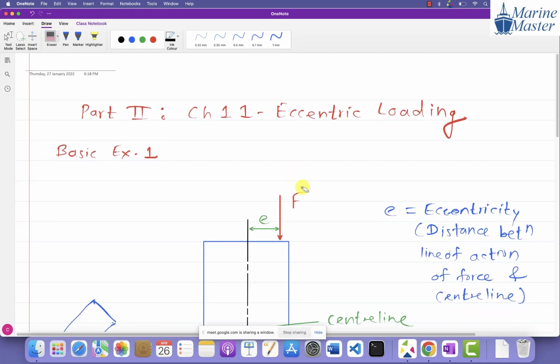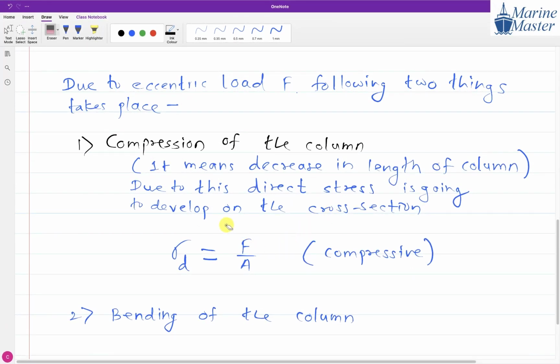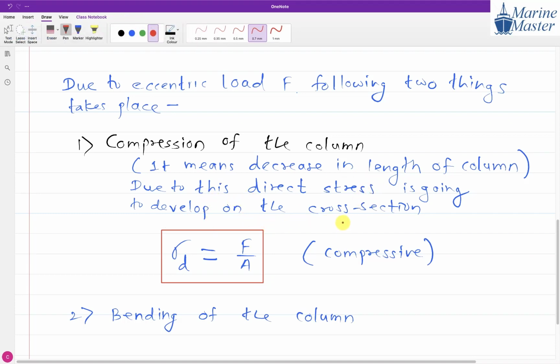We will take another basic example too. In that case, instead of compression, we will show tensile. We will see that basic example too in the next lecture, guys. Don't worry. Now try to see the scenario here. Don't write anything, just try to understand my point. Sigma D stands for direct stress. Due to this, direct stress is going to develop on the cross section.